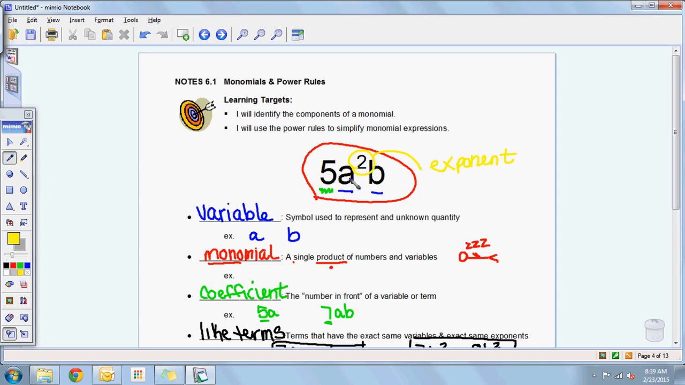It's kind of like a cheerleader when you have a base. So it's the girls on the bottom that are holding up the other girls. So a is holding up the exponent of 2. So the 2 doesn't go with a 5, it's just with the a. Okay, so that's going to be important to remember for our next section.